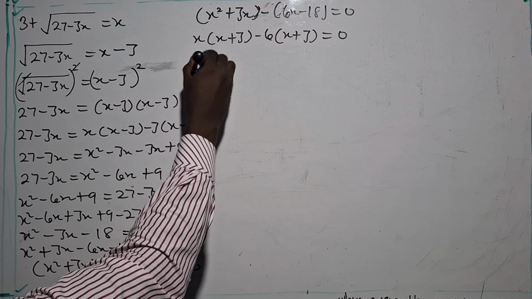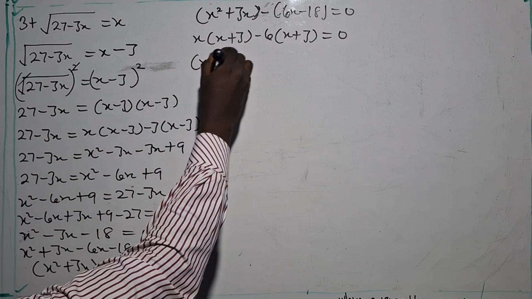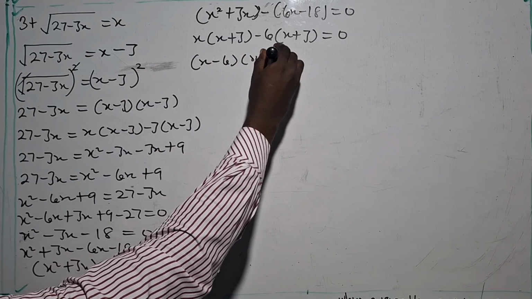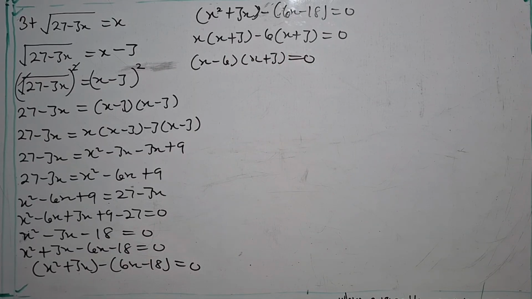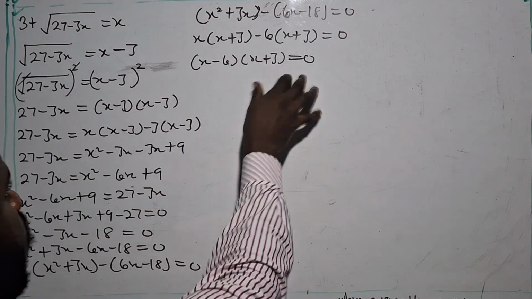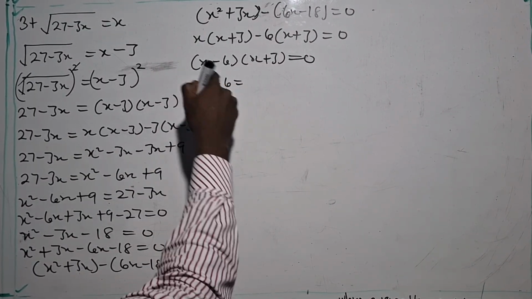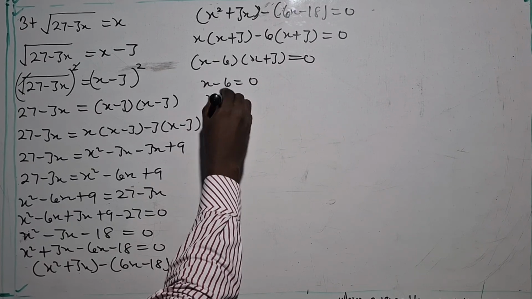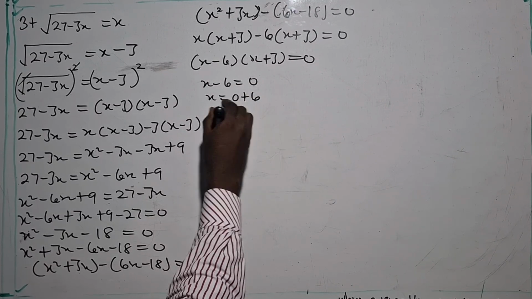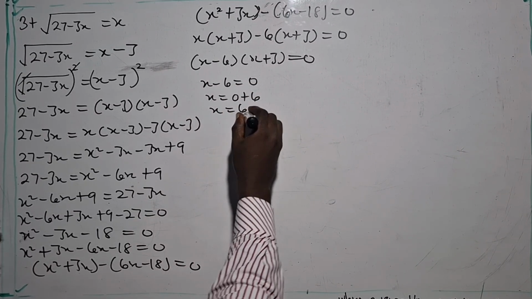So we pick the one outside here and the one here, and we combine the bracket, equal to 0. So we have to solve each. So let's find each value for x. The first one is x minus 6 is equal to 0. So I have x is equal to 0 plus 6. So x is equal to 6.